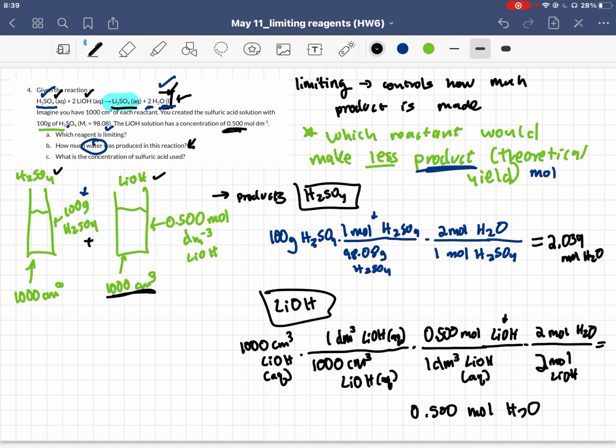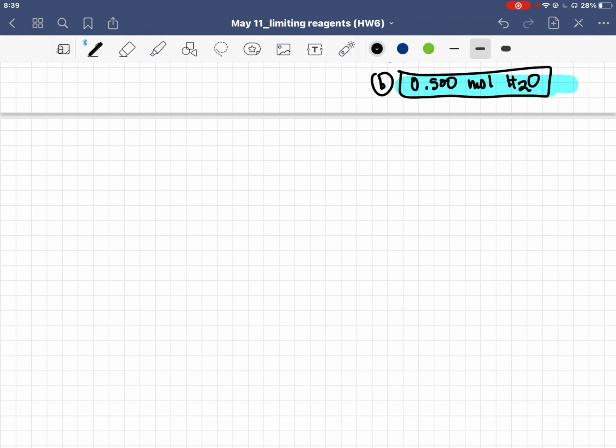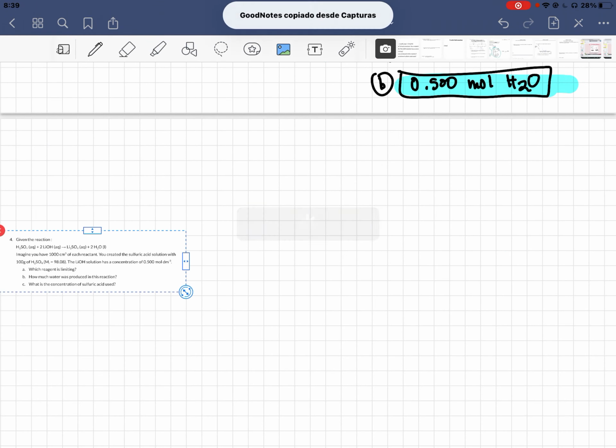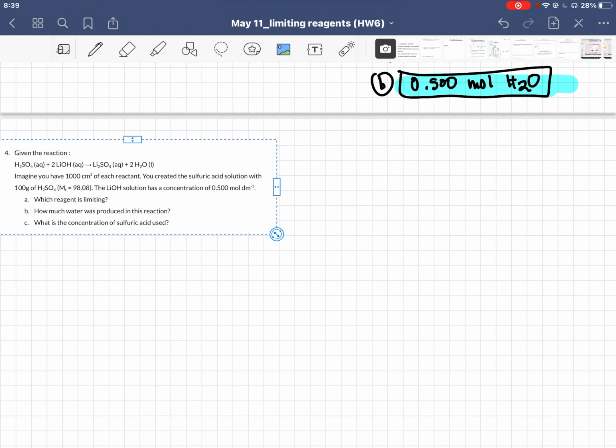All right, I see that this number is smaller, which means that lithium hydroxide was limiting. In terms of how much water was produced, well, the amount of water that was produced, or at least theoretically, was the amount that lithium hydroxide would produce because lithium hydroxide is limiting. So lithium hydroxide is limiting. This reaction would make 0.5 moles of water. And then the concentration of sulfuric acid, sure, we can throw that in there. We never bothered finding that.